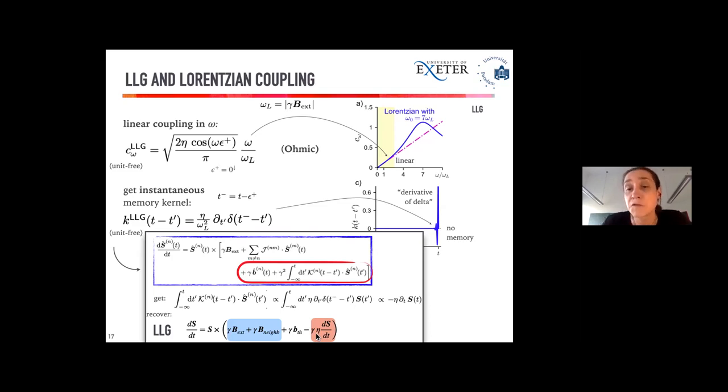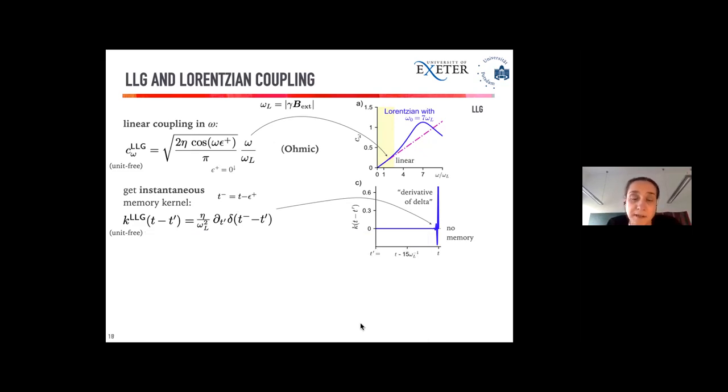So in other words, I've just shown you how to derive the LLG equation that's been used for the last 50 years from a quantum system-bath Hamiltonian with a linear coupling function, linear in frequency, and then you get it as one of your results. So this makes the connection, but of course, the great thing is we are going to be able to go further than this, obviously, because we want to go beyond the LLG regime.